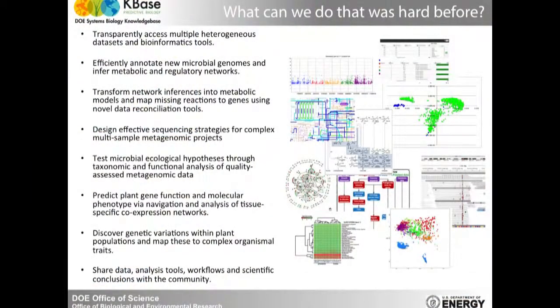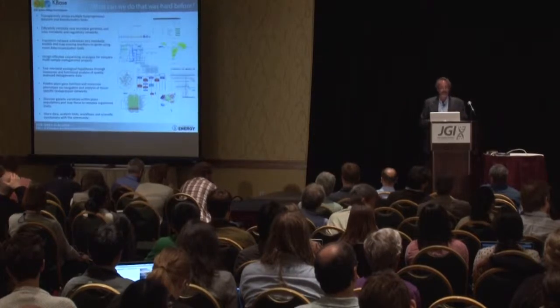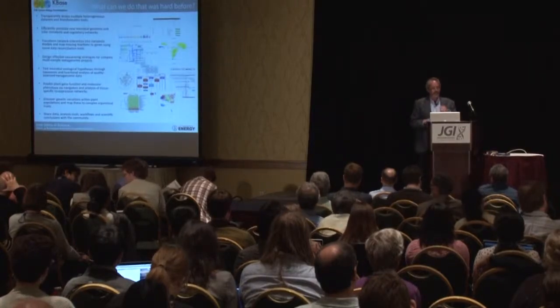What we've built so far, which makes it easier what was hard before, is we can give you transparent access to multiple heterogeneous data sets and bioinformatics tools. We can efficiently annotate new microbial genomes. We can do network inference from genomic data and functional genomic data and turn them into metabolic models and in some cases transcriptional regulation models. We can predict plant gene function and molecular phenotype via navigation of tissue-specific gene expression. We can discover genetic variations in plant populations that map to their phenotypes. And I think very importantly, we can share data analysis workflows and scientific conclusions with the community. And that's kind of new as well.